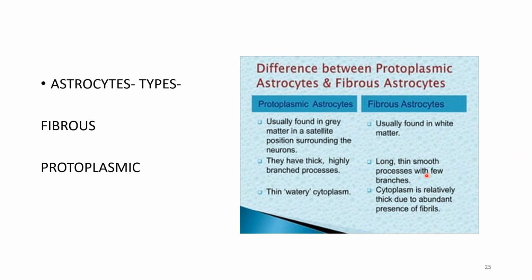These astrocytes are actually star-shaped cells. They will give many processes. And these processes will sometimes come in relation with the blood vessels and with the surface of the brain. If the process is coming into contact with the blood vessels, it is called a protoplasmic astrocyte.